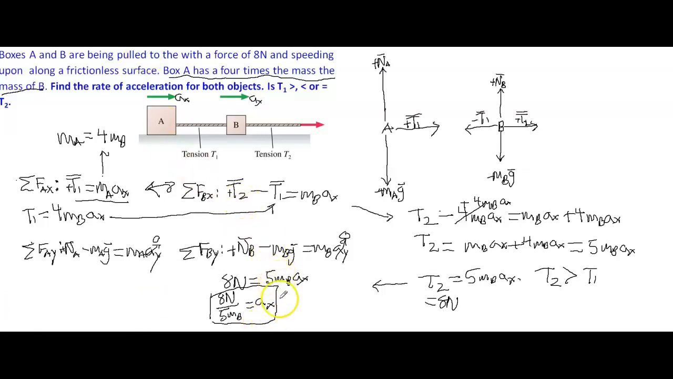So let's go ahead and say right now that mass b is equal to 2 kilograms. Well, what that will make it is 8 newtons over 5 times 2 kilograms, and that is going to be equal to 8 over 10 meters per second squared.